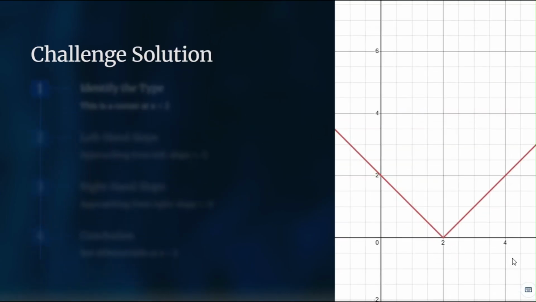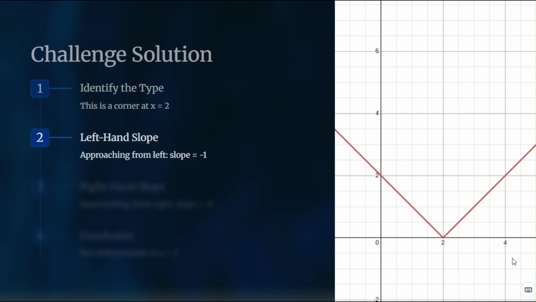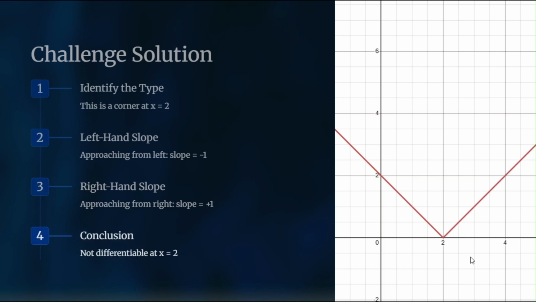So here's the solution. This is a corner at x equals 2. The left-hand slope, you can see that it's negative as x approaches 2 from the left, and it's positive as x approaches 2 from the right. Therefore, the function is not differentiable at x equals 2.